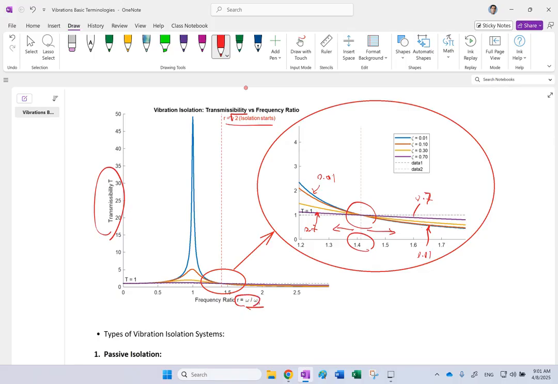And of course, around 1 is where you have the resonance, correct? That is your resonance here. Now you know that a ratio of 1 is only for the case that zeta is 0. When zeta is not 0, you shift a little bit to the left. You do it at omega r, if you remember, which I showed you how to calculate.